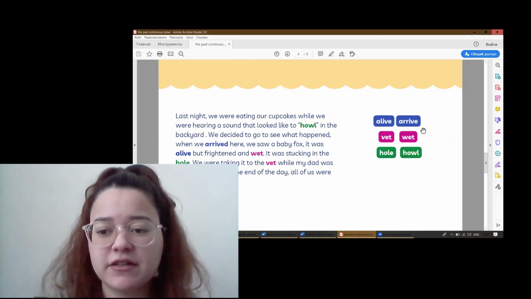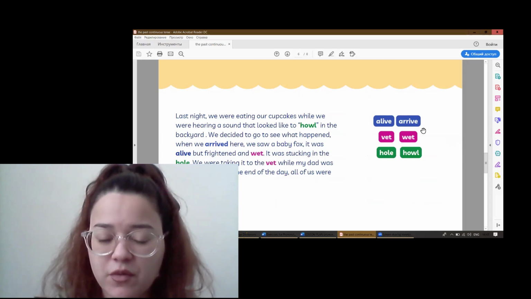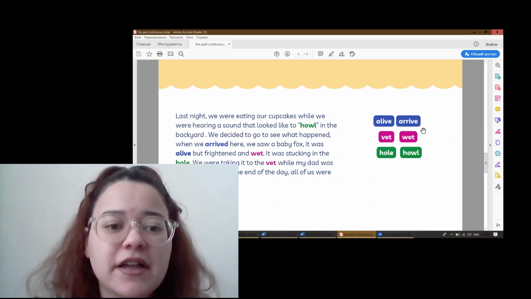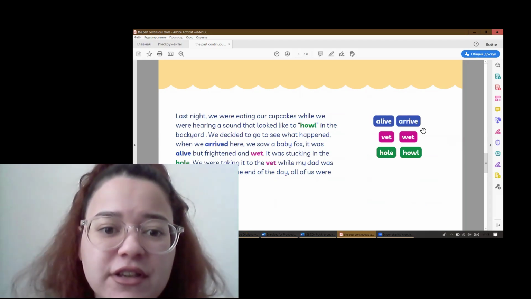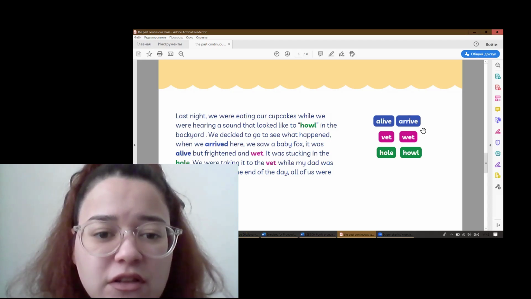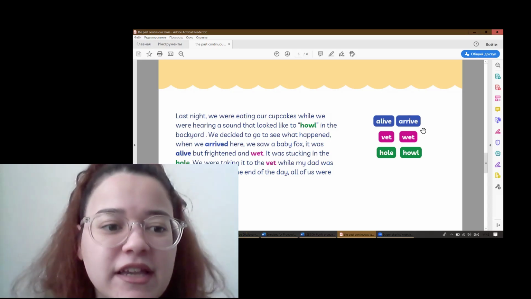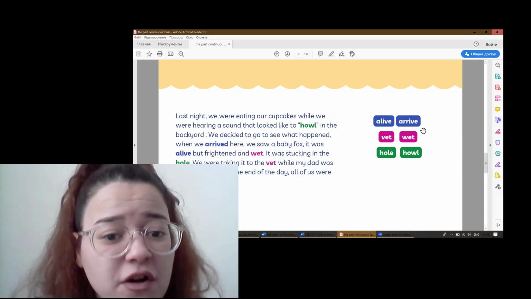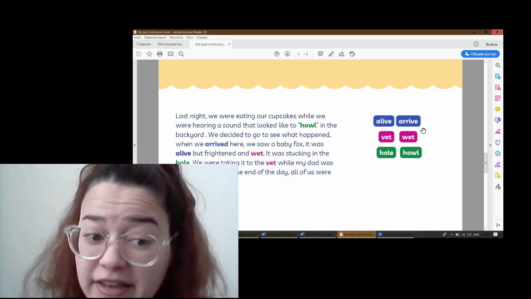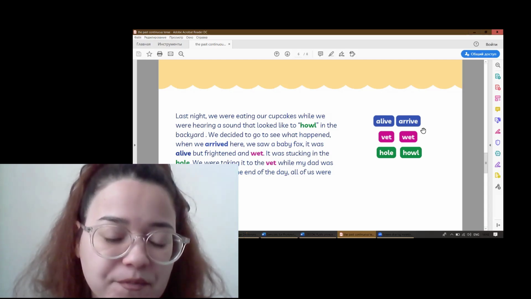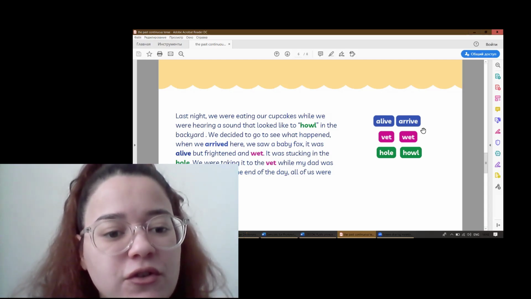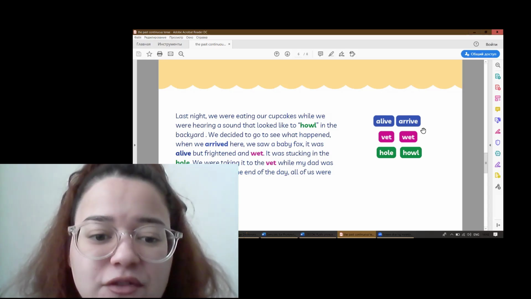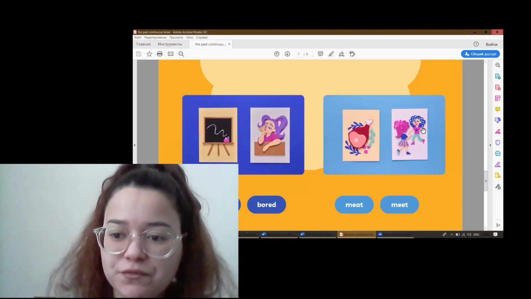So, let's read this text together and let's understand the differences. Last night we were eating our cupcakes while we were hearing a sound that sounded like a howl in the backyard. We decided to go see what happened when we arrived here. We saw a baby fox. It was alive, but frightened and wet. It was stuck in the hole. We were taking it to the vet while my dad was coming with us. At the end of the day, all of us were heroes.